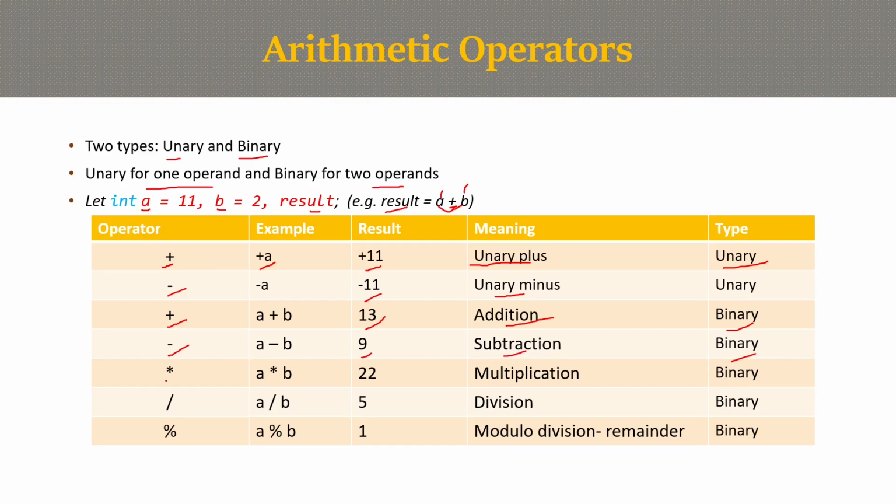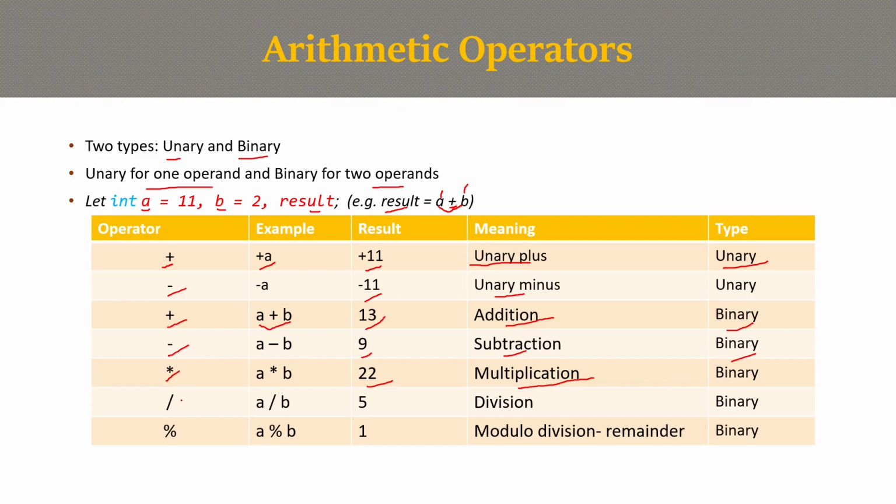Now we have the star symbol. This star symbol is used for our multiplication. So if we use the two variables A and B, A, the star symbol, and B, then we will get the result as 22 because this will simply multiply. As you can see, all of these operators are binary since they require two operands. That is why this type is binary.